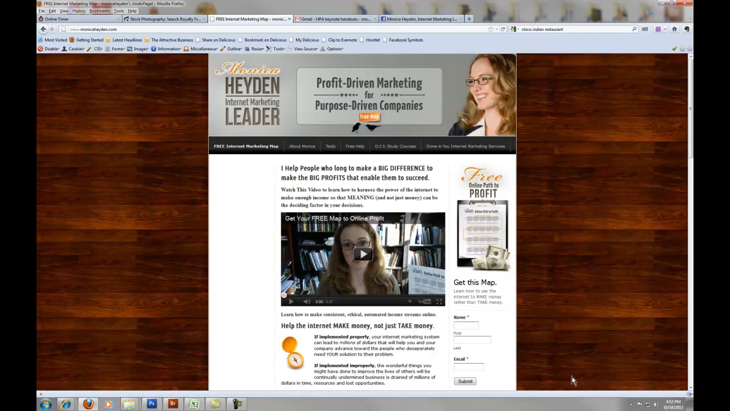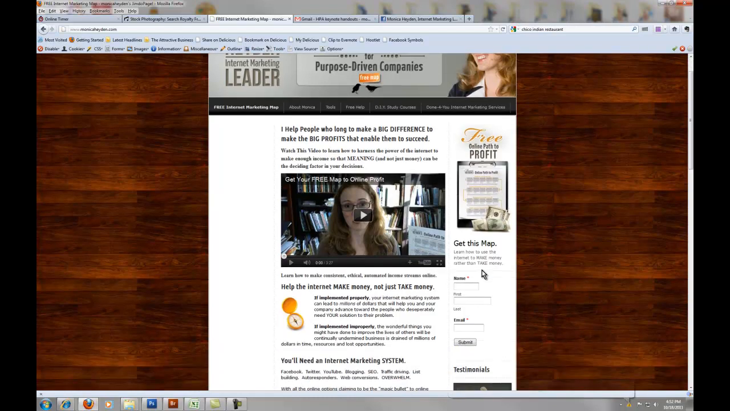You want it to be above the fold so people don't lose it, don't have to go find it. You want to give them a physical visual of what you're giving them, and then if you can, give the benefit. So again, the benefit of this map is that it can help you create hundreds and thousands, and for some people even millions of dollars. So that's what you want to convey to them.